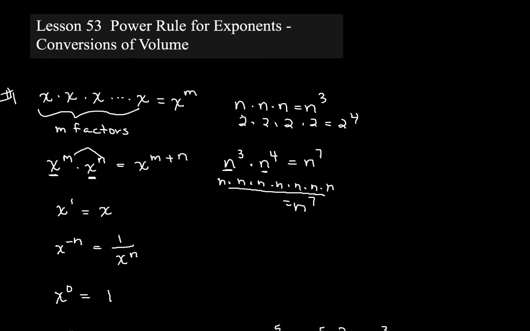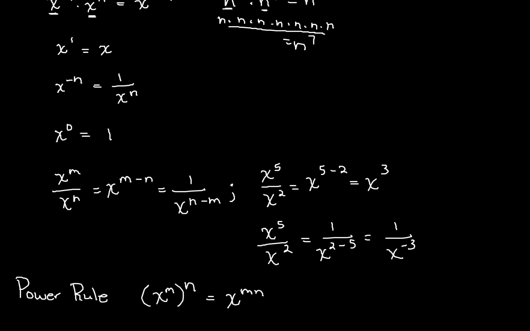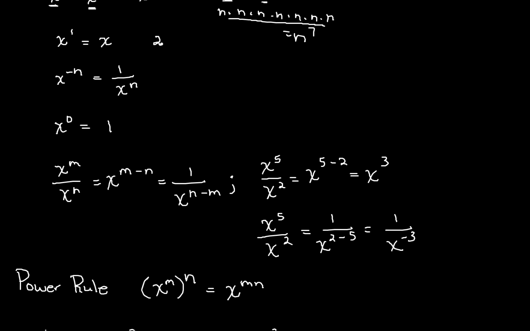Okay, some really simple ones. If you have anything to the first power, it's just the number itself. So if I have 2 to the first power, you just get 2, because you multiply it by itself just one time.